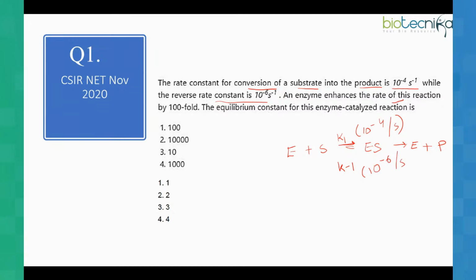An enzyme enhances the rate of this reaction by 100-fold. That means the rate of reaction, which you can consider as velocity, will be 100-fold faster. So what is the Keq for this reaction? What is the equilibrium constant for this enzyme catalyzed reaction? So what will be your strategy? Obviously, this is a numerical formula. Do you know of any numerical formula which involves these rate constants K1, K minus 1? Are you aware of that?